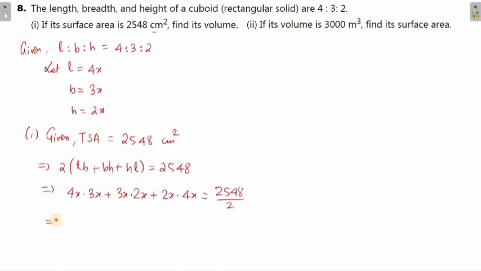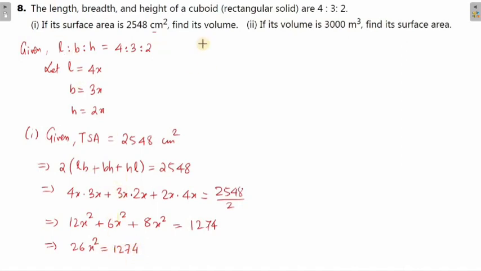Let's simplify this. So 4 into 3, 12x square, plus this becomes 6x square, 4 into 2, 8x square. When you divide 2548 by 2, let's see how much we get. 2 ones are 2, 2 twos are 4, carry over 1, 14, 2 sevens are 14, 2 fours are 8. So that's what we are going to get. Now 12 plus 6 plus 8 will be 26x square, which equals 1274, right?